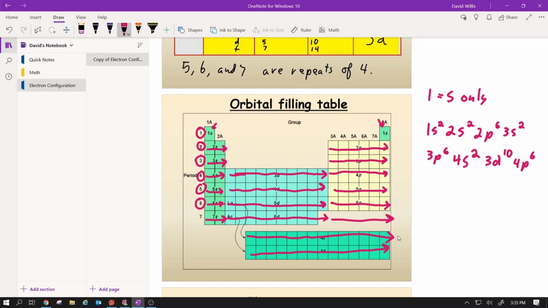All right, let's scroll down just a little bit. Here's what I want you guys to see. You can look at your periodic table and see how this is going to work. 1s goes all the way across, and we fill in 1, 2. Then we've got our S block.